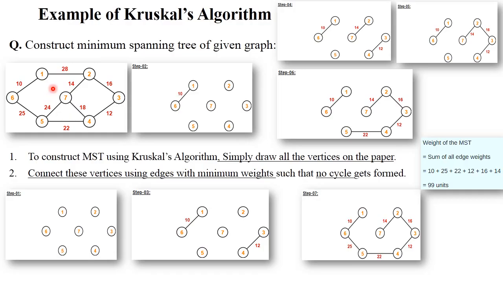Now find out which is the minimum weight. In this graph, the minimum weight is 10, okay? Then add the path here, 1 to 6, that is 10. Next find out the minimum weight after 10, that is 12, okay? Then add path 3 to 4, that is 12. Next find out again the minimum weight in the next step. So after 10 and 12, that is 14, right? So add the 14 path here. After 14, that is 16, okay? So add path 2 to 3, that is 16 here, okay?